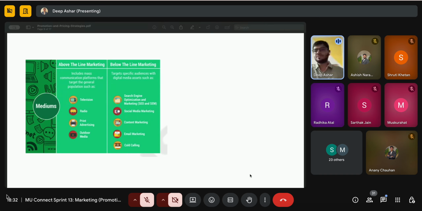So again, like I said, mediums can to an extent overlap, but majorly there are two aspects: above the line, below the line. Above the line is mass. You can just think mass market. Below the line is more targeted, segmented market that you're communicating with, and below the line marketing would usually be on a digital aspect.